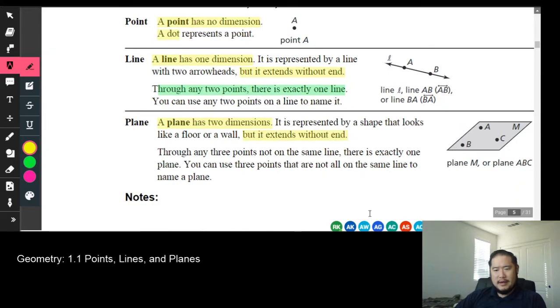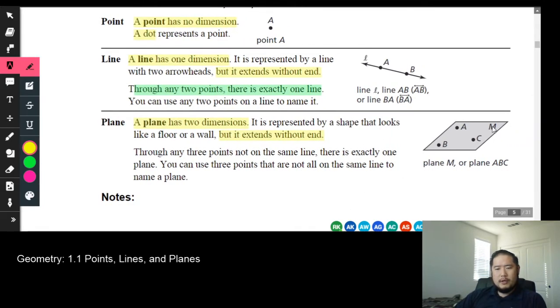If you take a look right here below, I can call this plane ABC. I could call it plane BCA. I could call it plane CAB. All of those are correct names of planes.